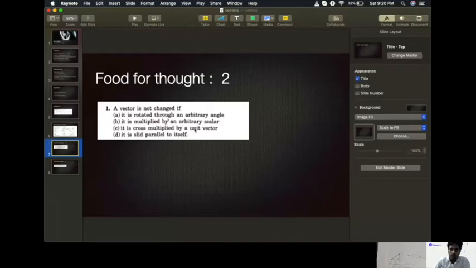If it is cross multiplied by a unit vector, what would happen? Now we haven't seen what is going to happen by cross multiplication. So let's just ignore this option C. Consider it, it's not there. Now look at the fourth one.